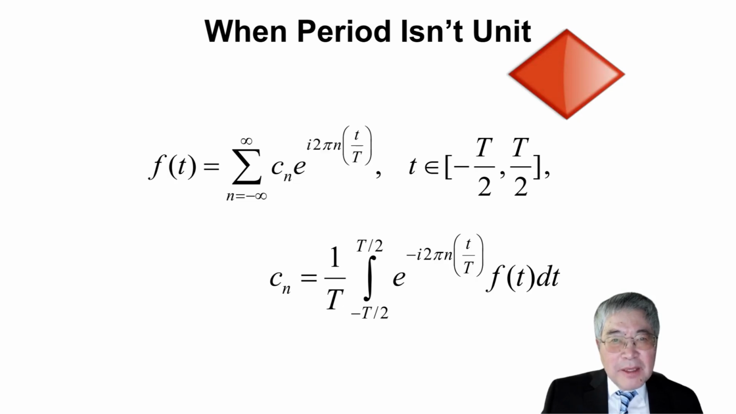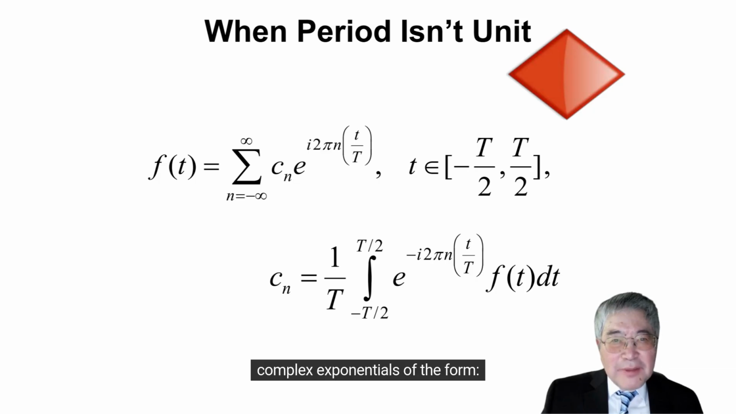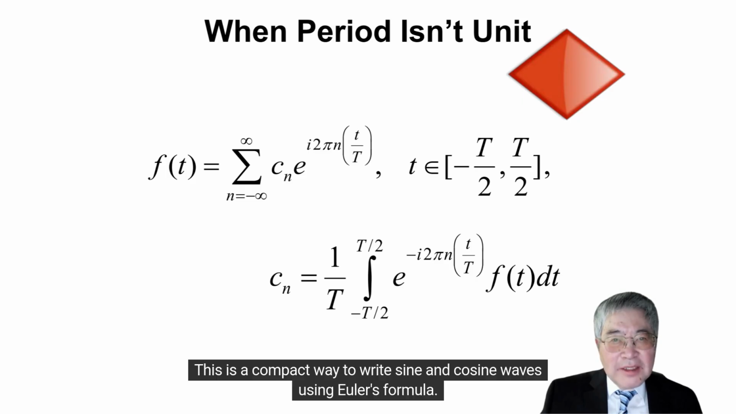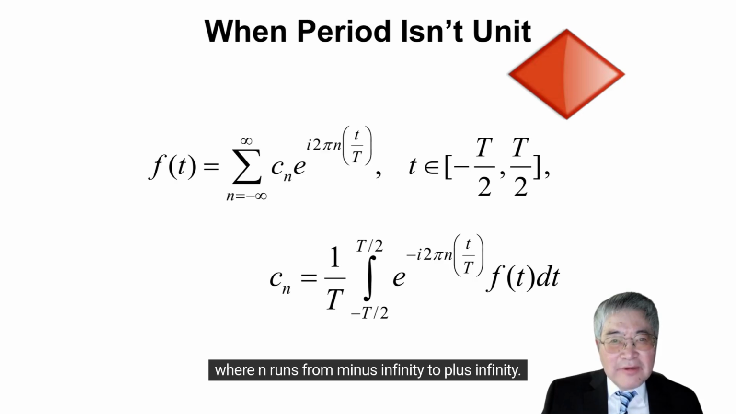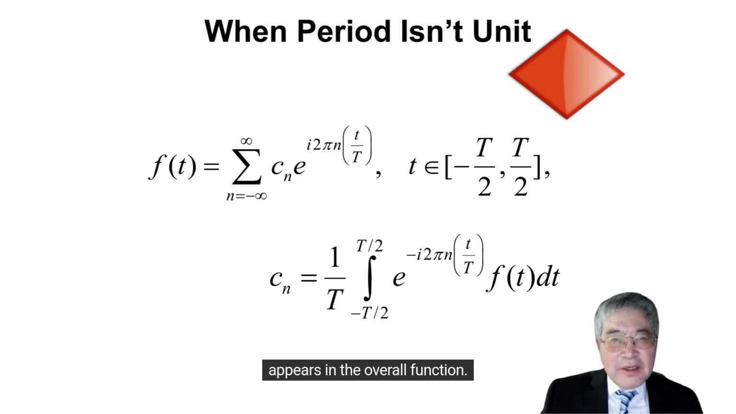Within this interval, we can represent the function f of t as a sum of sinusoidal components, specifically complex exponentials of the form e to the power i times 2 pi n times t over T. This is a compact way to write sine and cosine waves using Euler's formula. So even though the expression looks complex, it represents a mix of sine and cosine waves at various frequencies, where n runs from minus infinity to plus infinity. And just like before, each component has a corresponding coefficient, which tells us how much of that wave appears in the overall function.